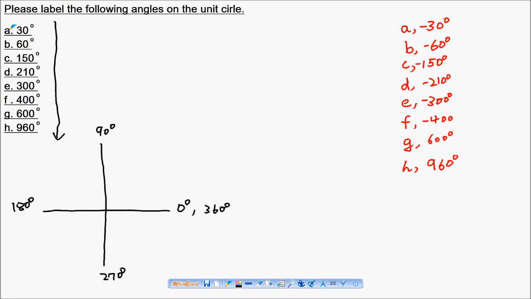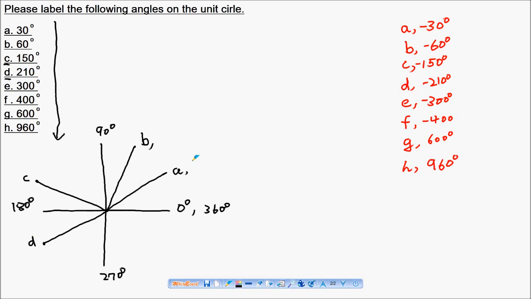Now let's label angle A. Angle A is 30 degrees, somewhere there. So this is A. Let's label angle B. Angle B is 60 degrees, should be there. It's very simple to do. In question C, I have 150 degrees, which is in this part. This is C. Angle D is 210 degrees, which should be in this part there.